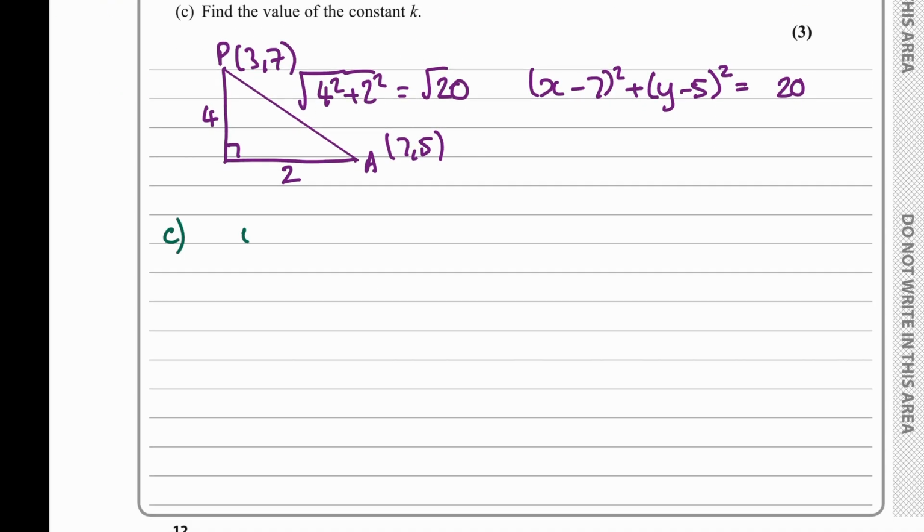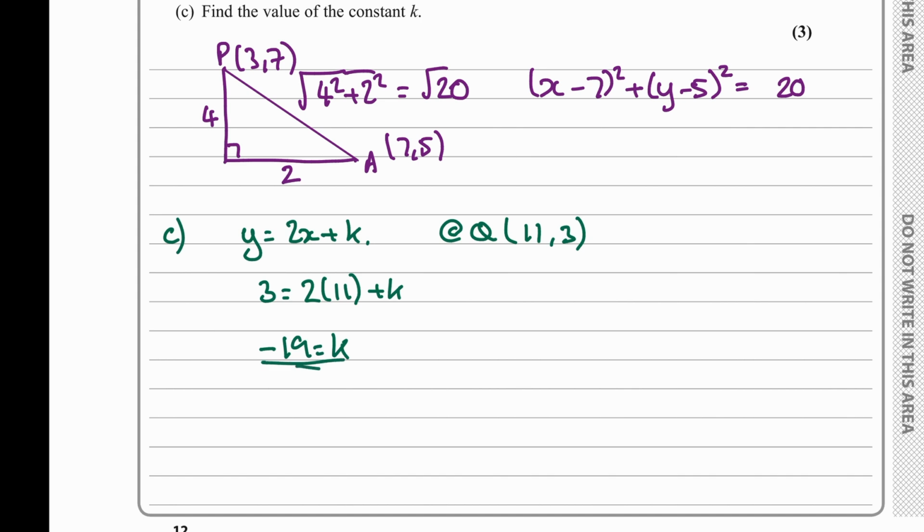So for part C, y will equal 2x + k. Well, we've just worked out that at Q, we've got 11, 3. So y will equal 3, and x will equal 11. So the 3 take away the 22 will give us negative 19, which is k.